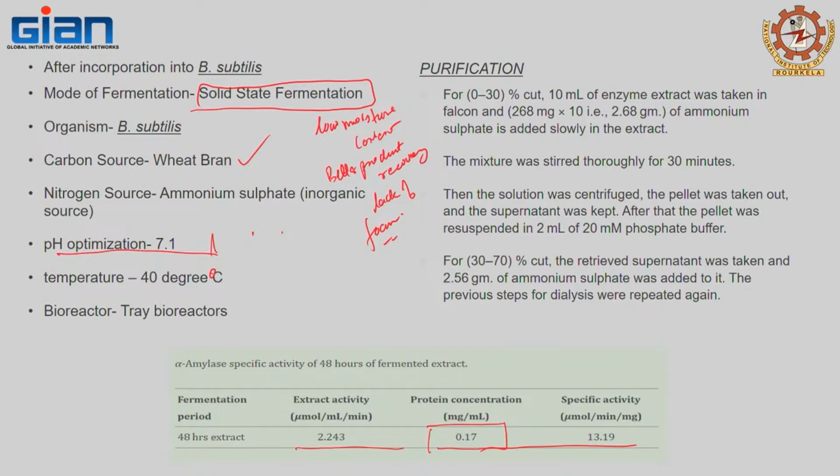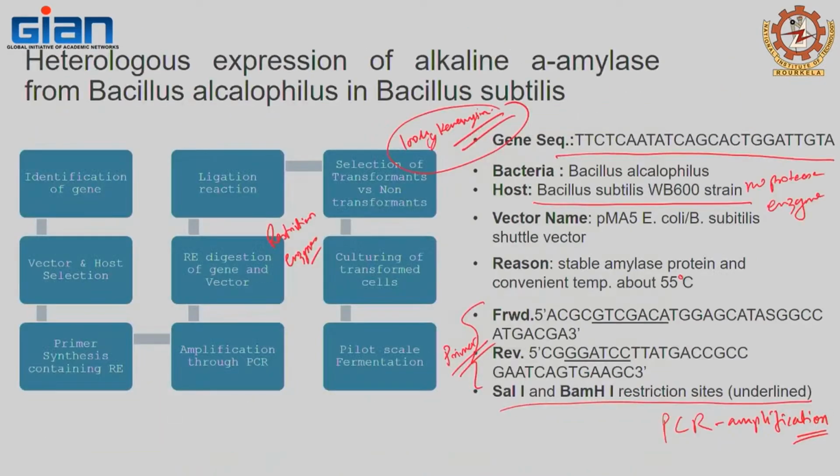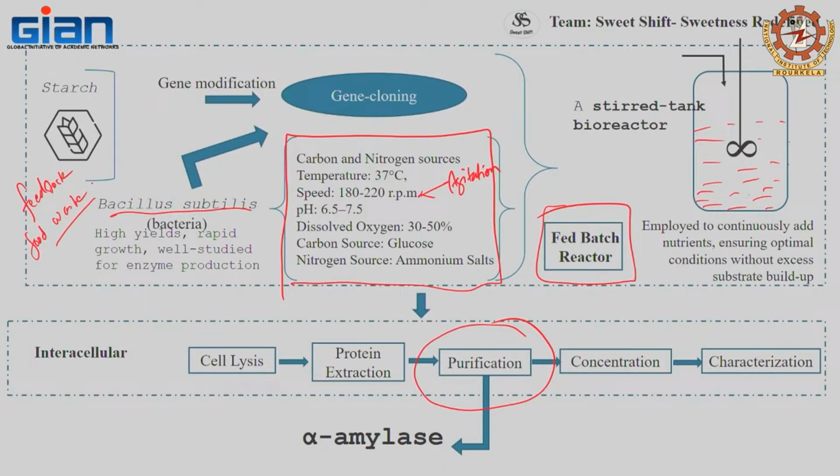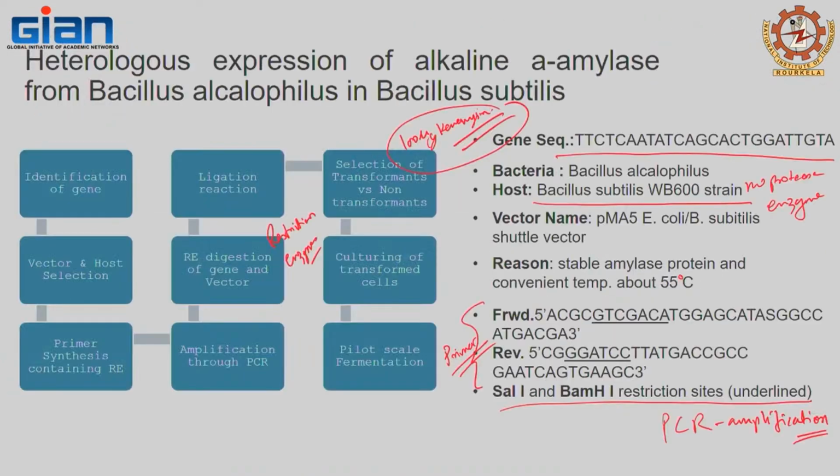And the pH of 7.1, you said 6.5 to 7.5. Actually, I referred to a paper where a study was done for Bacillus subtilis, measuring pH optimization and temperature optimization, and they got a pH around 7 and a temperature around 40 degrees Celsius. Okay. Not a bad idea. Solid state fermentation is cheaper, easy to maintain, easy to clean.